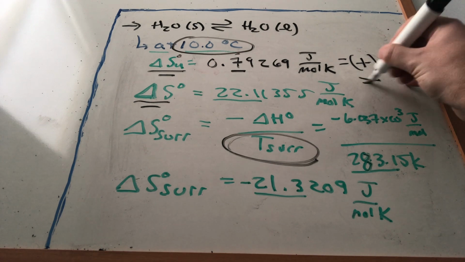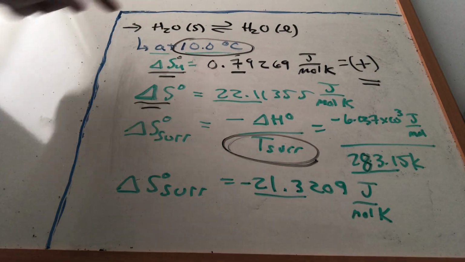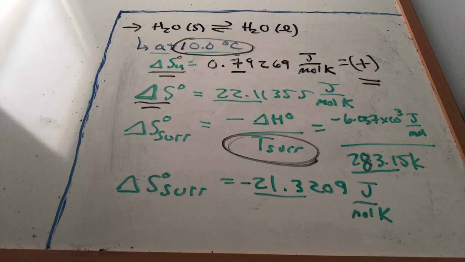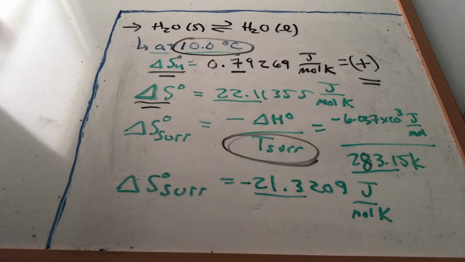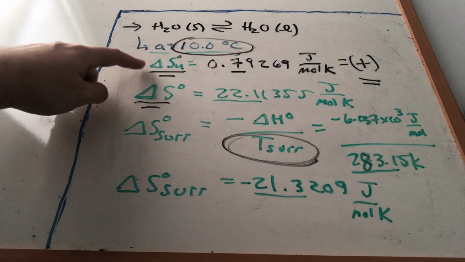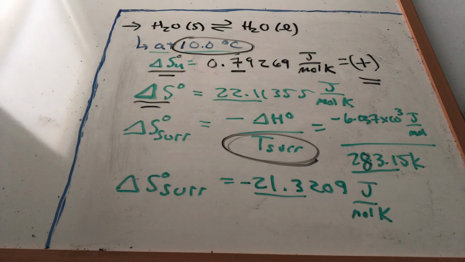We get a positive value that makes sense because at 10 degrees Celsius, will ice melt? Yeah, you're above the melting point. So at 10 degrees Celsius, what's telling me thermodynamically that ice melts is that delta S universe is positive. Incredibly powerful, incredibly important example.